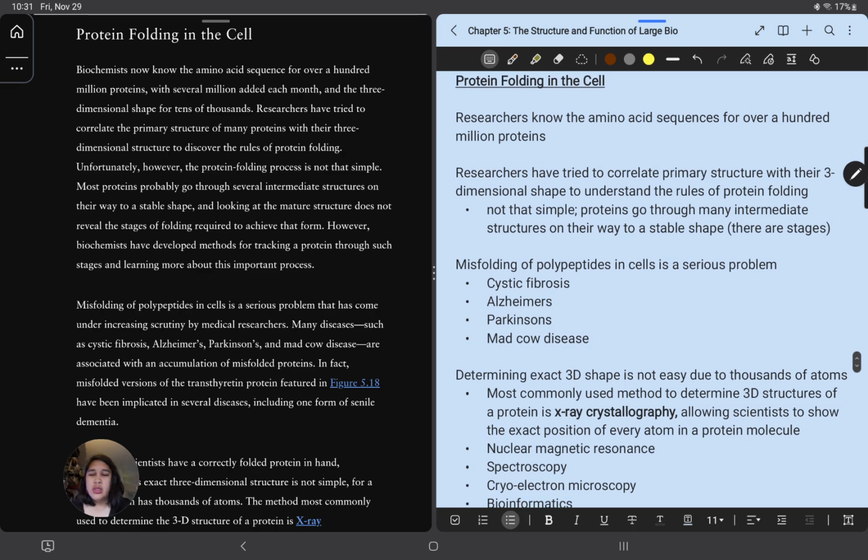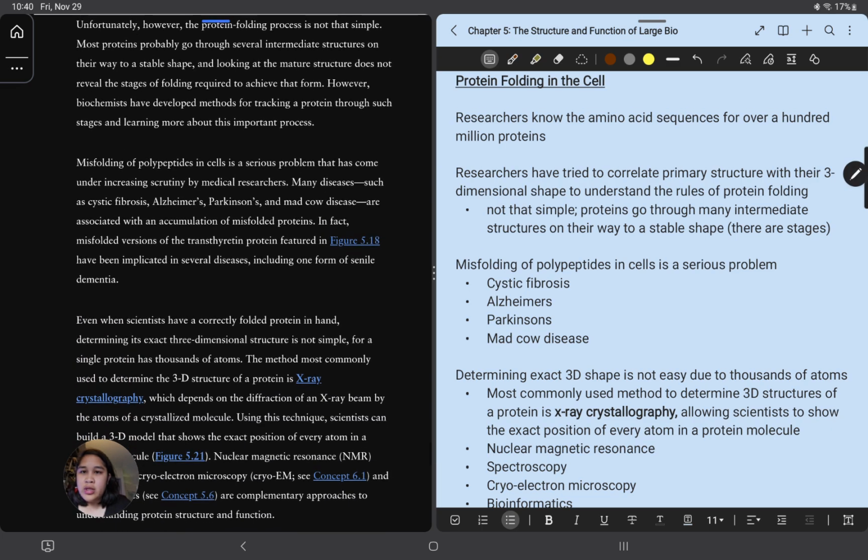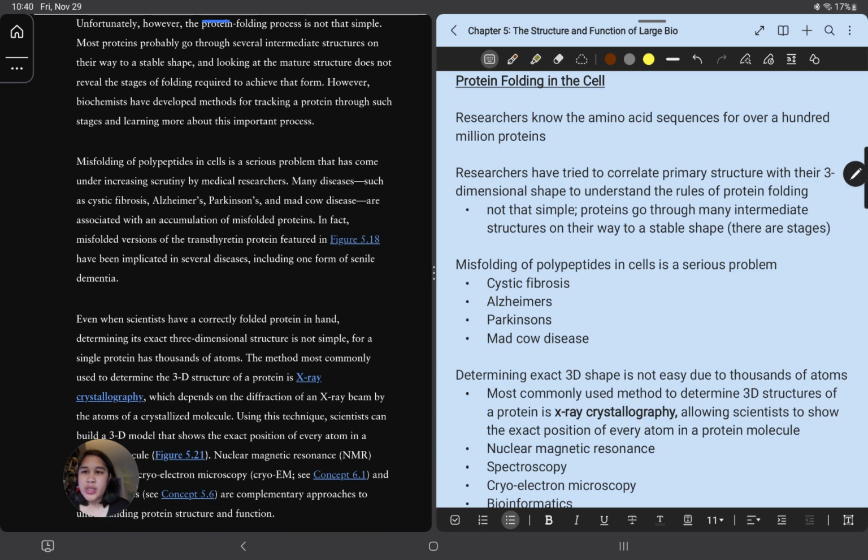Protein folding in the cell. Biochemists now know the amino acid sequence for over 100 million proteins, with several million added each month, and the three-dimensional shape for tens of thousands. Researchers have tried to correlate the primary structure of many proteins with their three-dimensional shape to discover the rules of protein folding. Unfortunately, however, the protein folding process is not that simple.